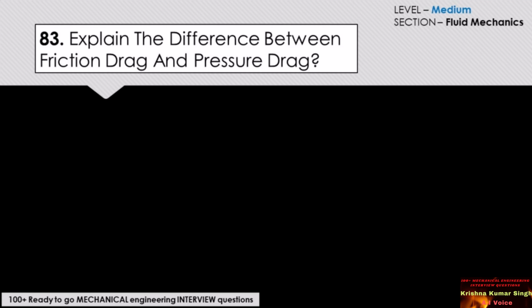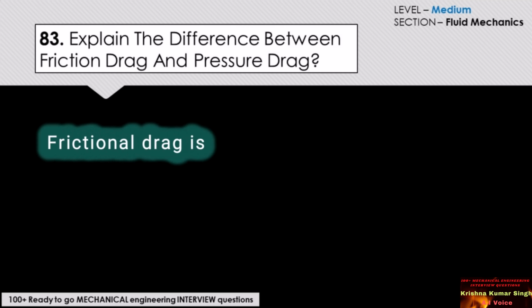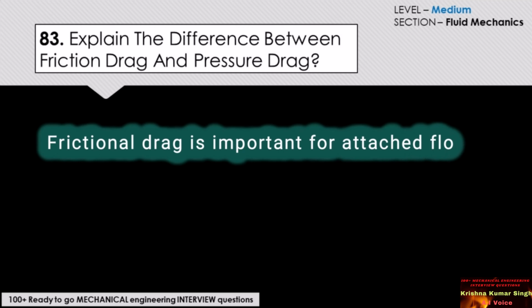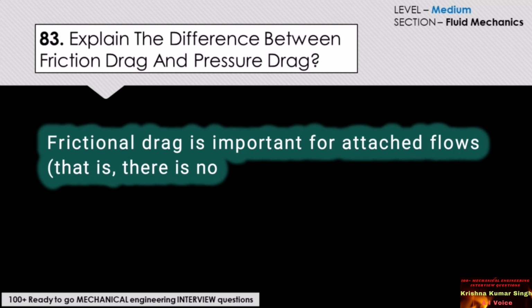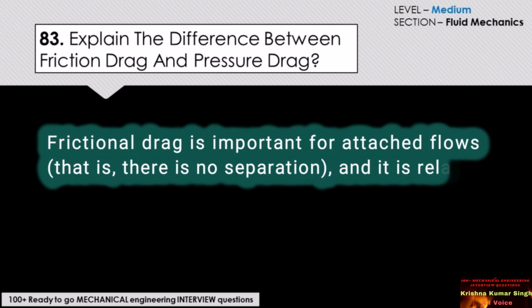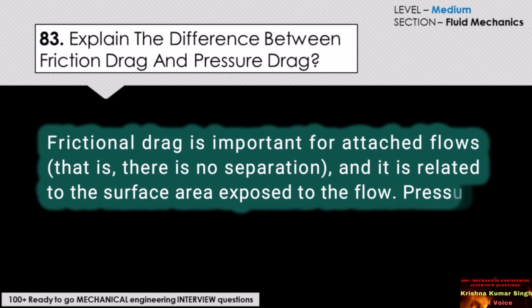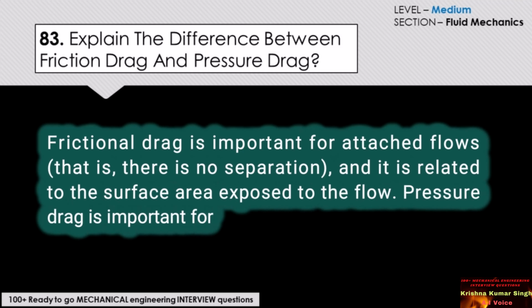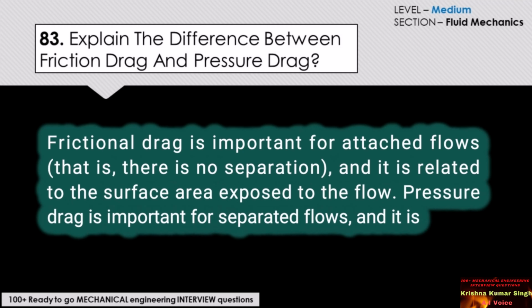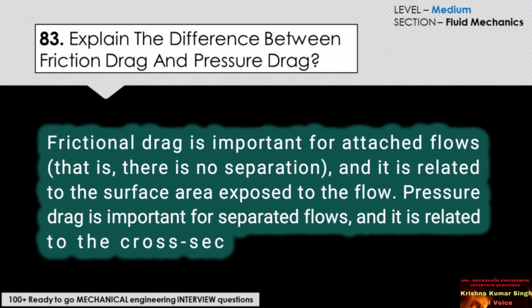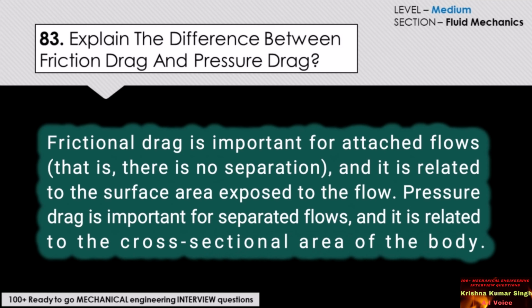Explain the difference between friction drag and pressure drag. Frictional drag is important for attached flows, that is, there is no separation, and it is related to the surface area exposed to the flow. Pressure drag is important for separated flows and it is related to the cross-sectional area of the body.